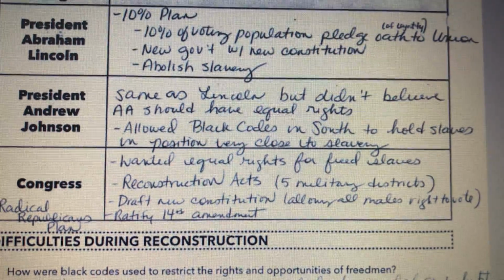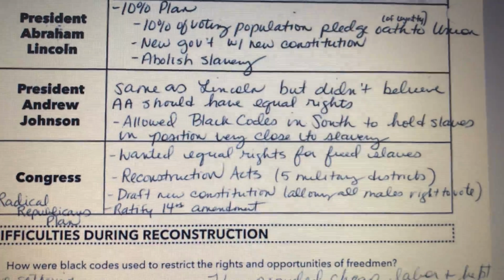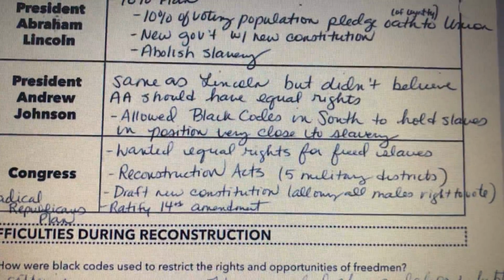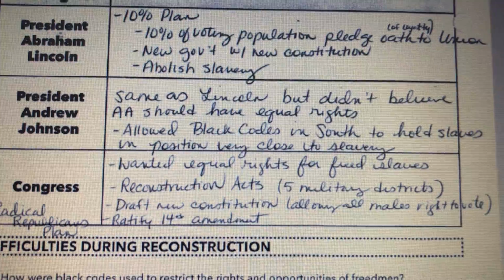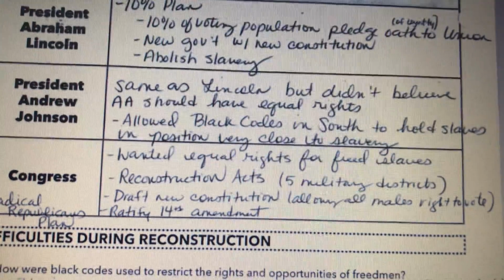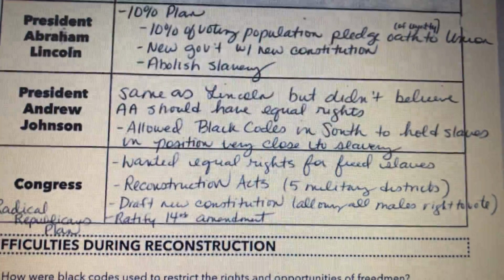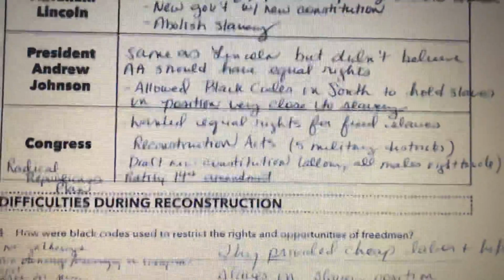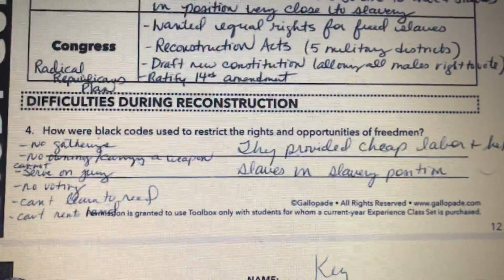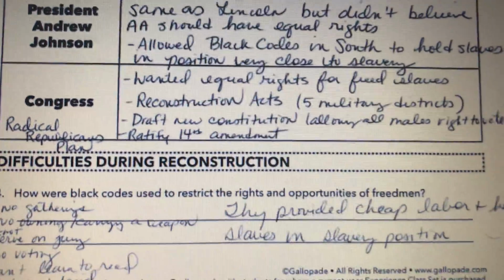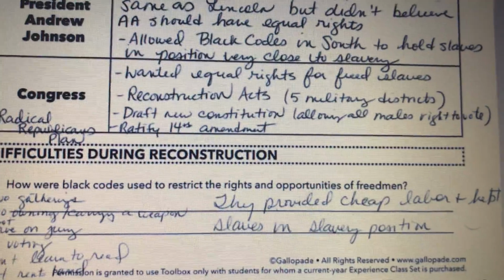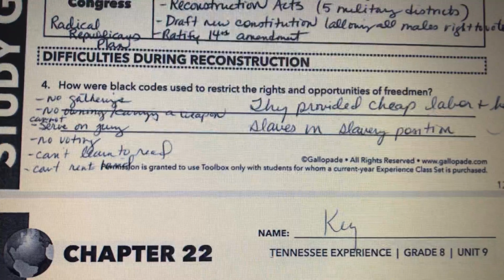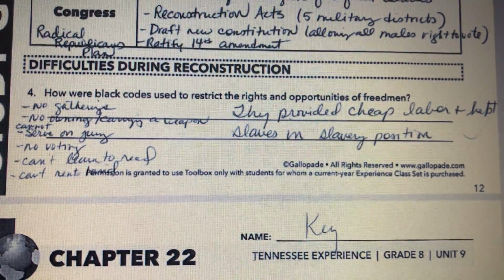So in that Reconstruction Act, they had the South broken into 5 military districts with heavy troops, just military troops everywhere, to make sure things went as the Congress had passed them as far as passing the amendments. They also had to draft a new constitution and allow all males the right to vote within that constitution. That is the plan that actually was passed and voted on, and that's what we went through with, the Congress's radical Republican plan.